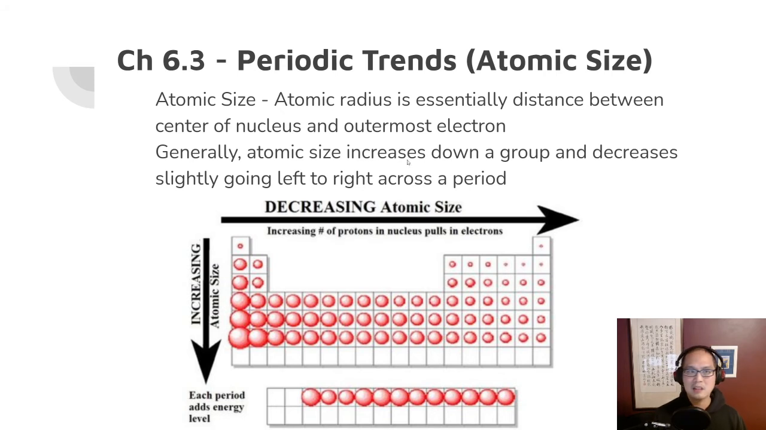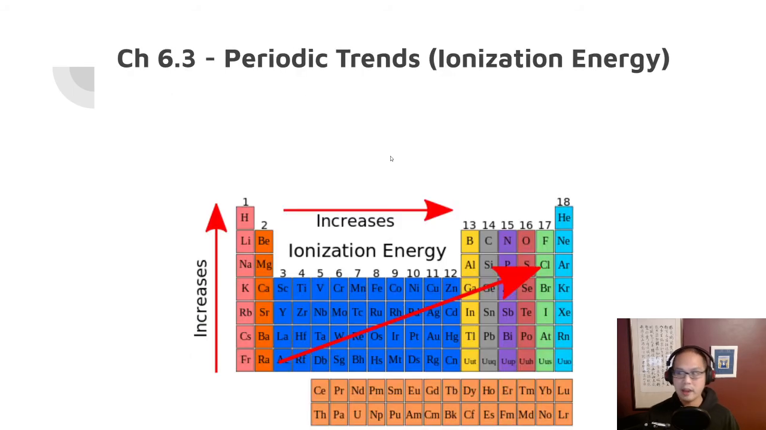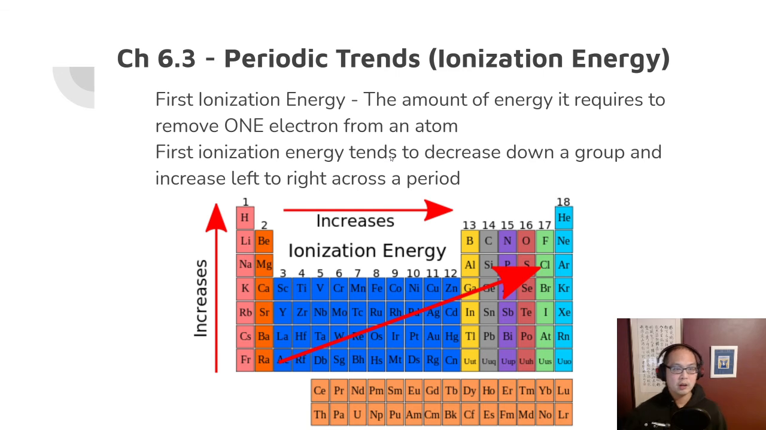Now, that same concept is going to determine how the other two periodic trends that we're going to look at go. All right, so the next one is ionization energy. Let's just take a look at the first ionization energy, which is the amount of energy it requires to remove one electron from an atom.